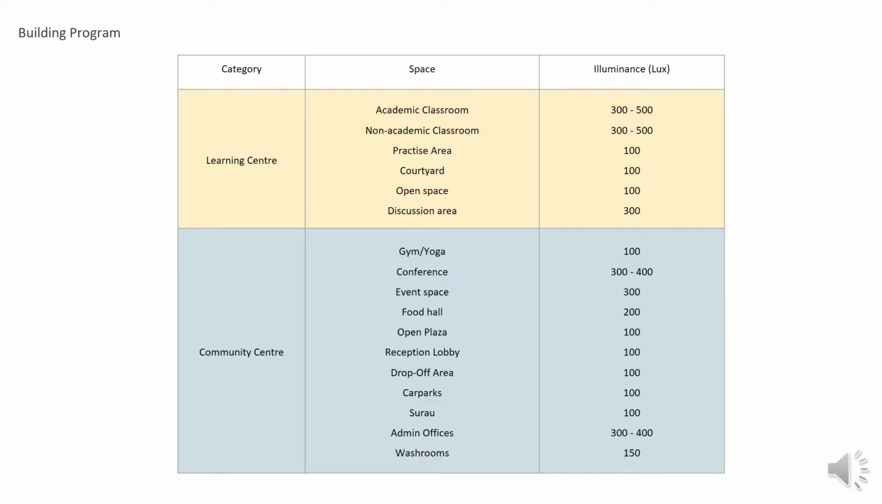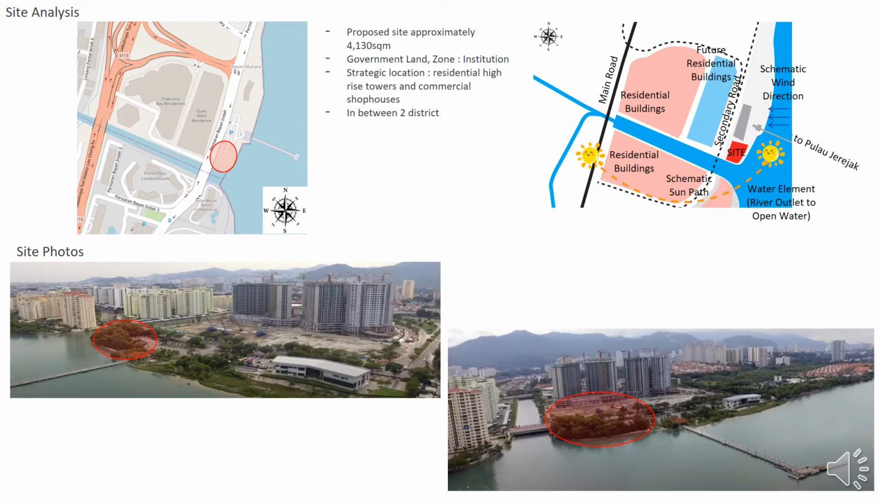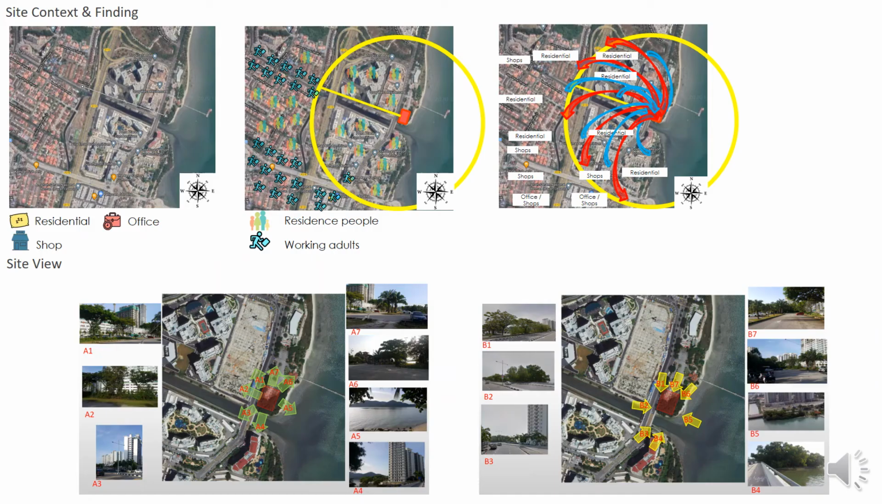So here is my building progress. For my site analysis, this is my location plan. Here is my summary of the site analysis: the sunrise and sunset, and the wind flows directly from the sea. Then there is the site photo.